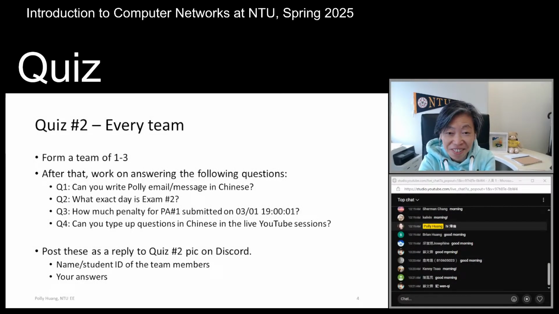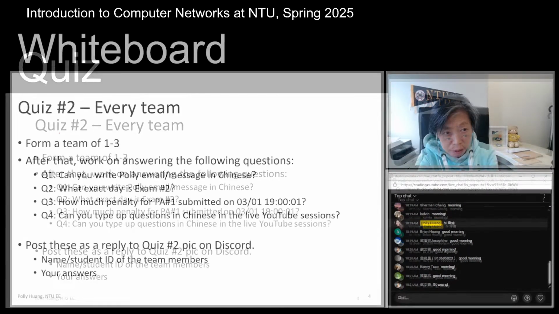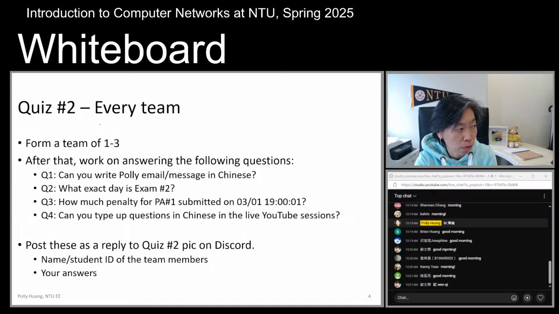And it's time for quiz number 2. All right. Let's go to the whiteboard setting. So Polly can then dribble here. So this is quiz number 2. What you guys need to do for quiz number 2 is first, form a team. As you heard, it can be composed of 1 student to 3 students maximum. And after that, answer 4 questions.